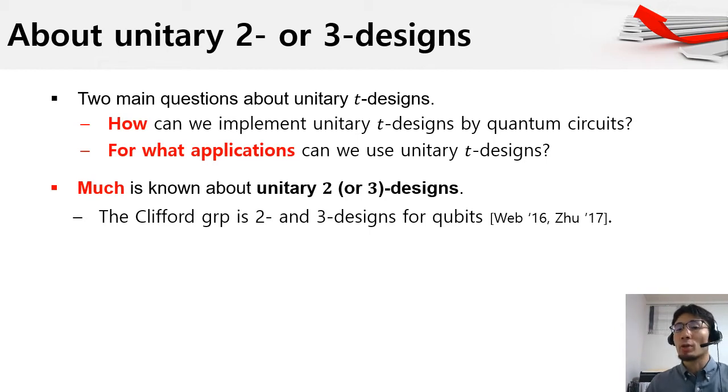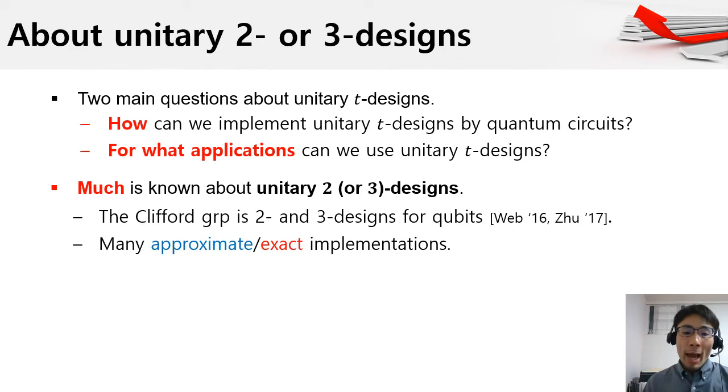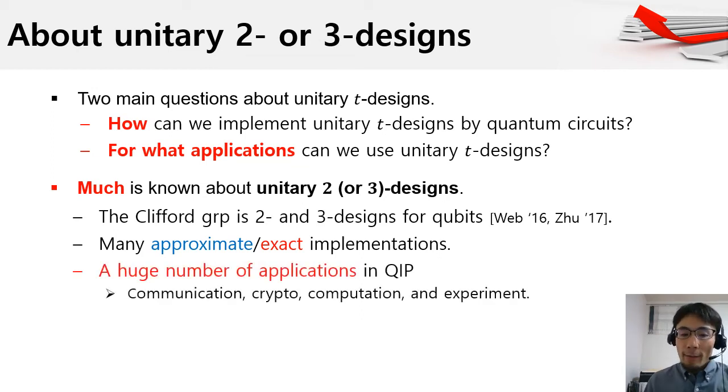And this is good because the Clifford group is relatively an easy group, so we can handle it very well. Based on this fact, we have many quantum circuits that can implement unitary 2 and 3 designs, both approximately and exactly. Some of them are just Clifford circuits, so they are very efficient. We also have a huge number of applications of unitary 2 designs in quantum information processing, ranging from communication tasks, cryptography, computations, and some experiments. So in many fields of quantum information science, unitary 2 designs are very important.